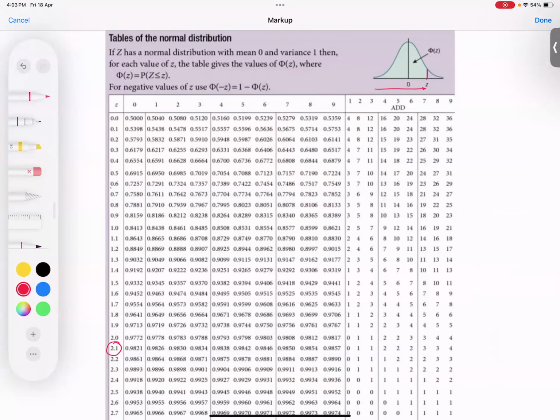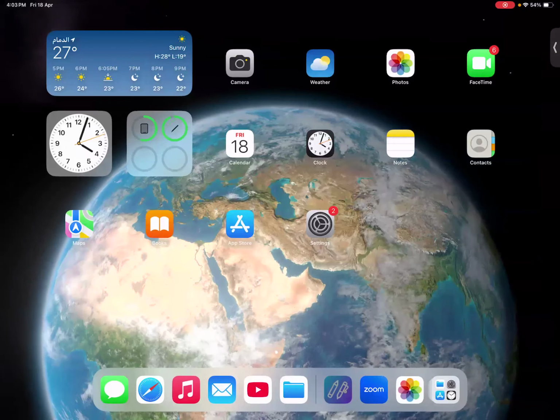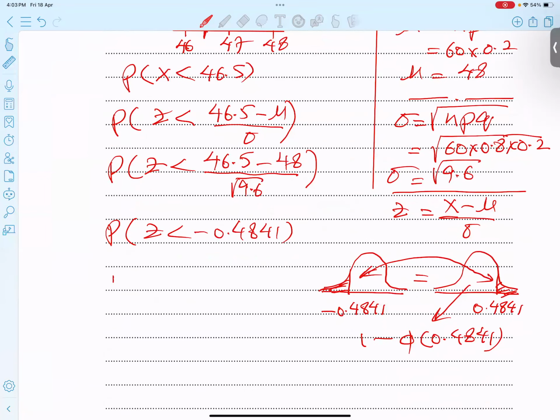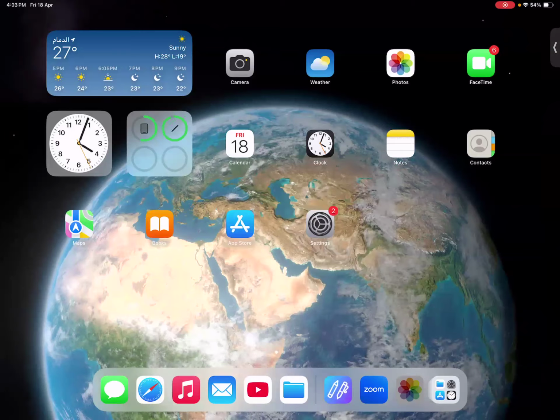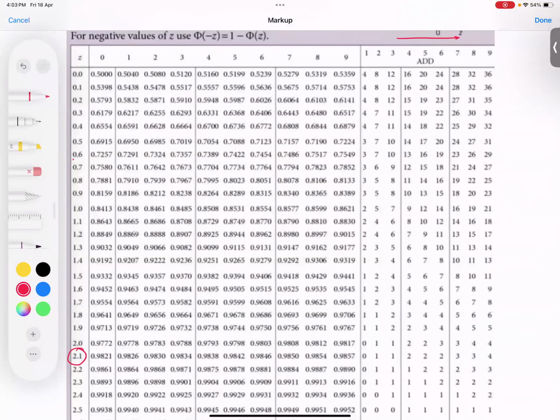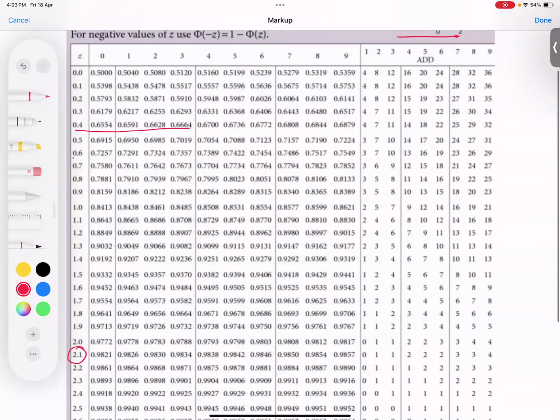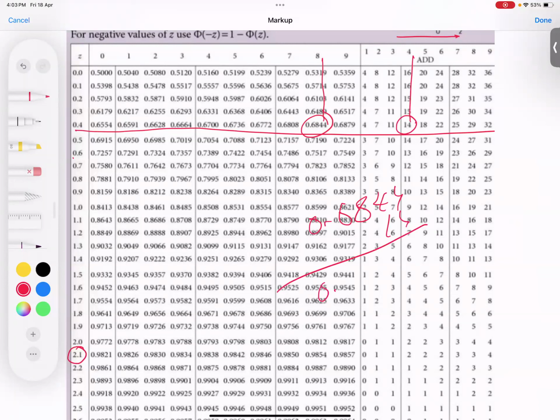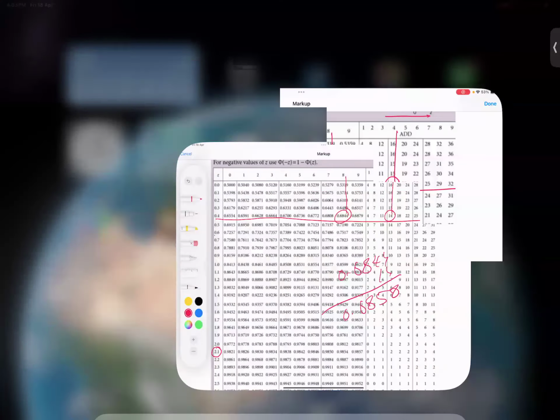And what number am I looking for? Go back and check it. I'm looking for 1 minus phi of 0.4841. I get this value from the table: 0.48 is the 0.4 line, 0.48, and then we have 0.484. So this number is 14. So 6844, and 14. If I add, I get 0.6858. So I hope it is clear.